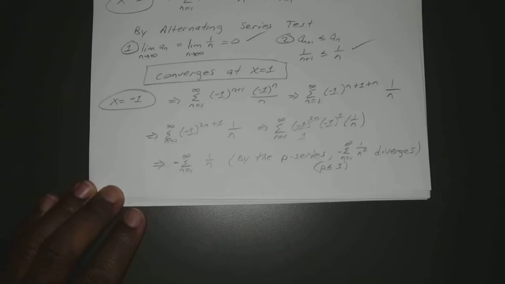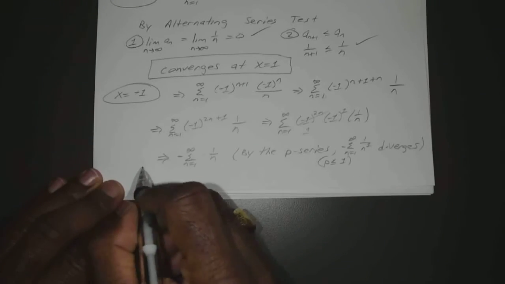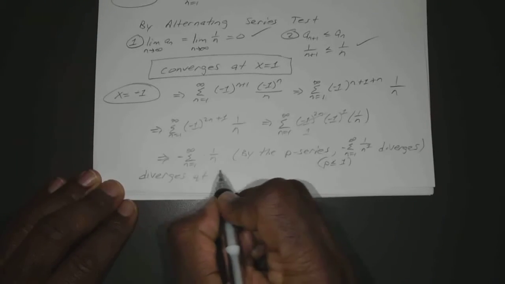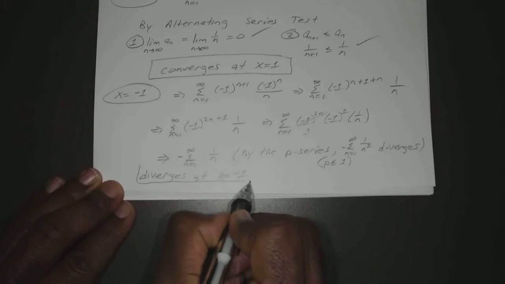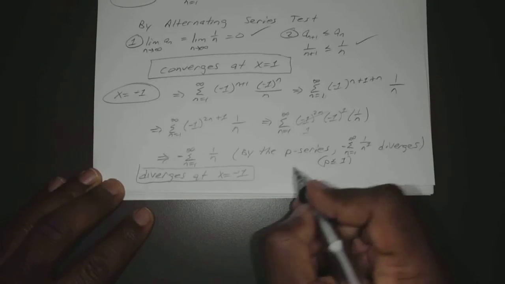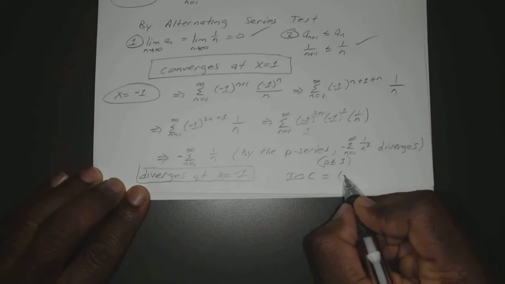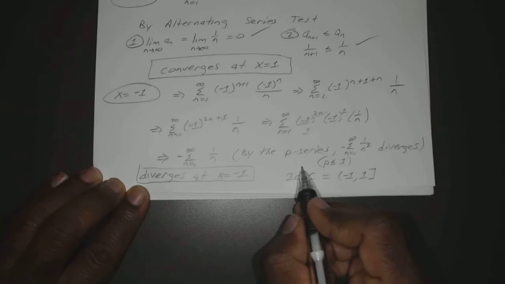So we know it diverges at -1. And I'm going to try to squeeze the rest of it in here. Diverges at x equals -1. Okay. So that means your interval of convergence is equal to [-1, 1), but 1 is the only one that gets the bracket.